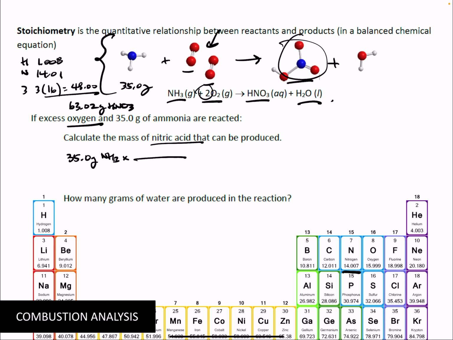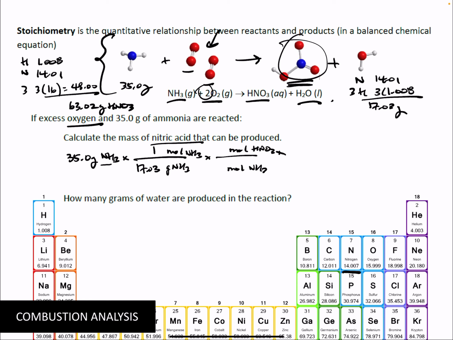Ammonia is going to be 14.01, and then 3 hydrogens is 3 times 1.008, which is 17.03 grams. All right, so remember, if I want grams of ammonia to cancel, I got to put that grams of ammonia on the bottom and moles on the top. And what's the relationship? 1 mole of anything is going to be its mass from the periodic table, so 17.03 grams. And then I want to go from moles of ammonia, and I want to find out moles of nitric acid. That's the relationship I'm interested in.